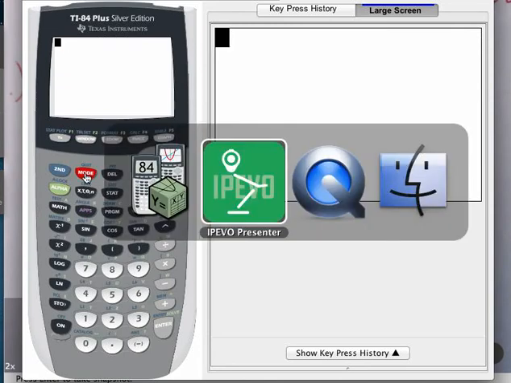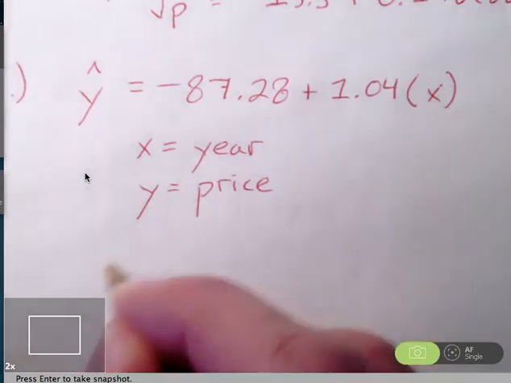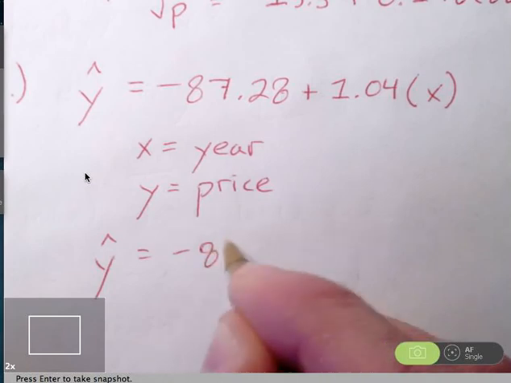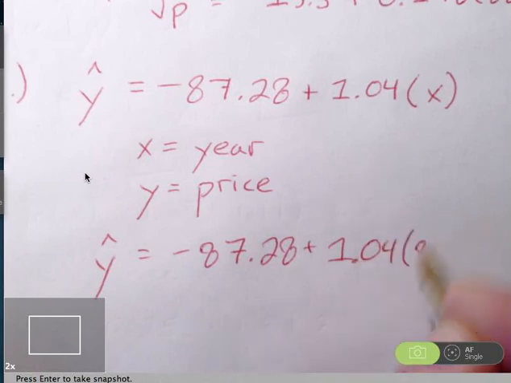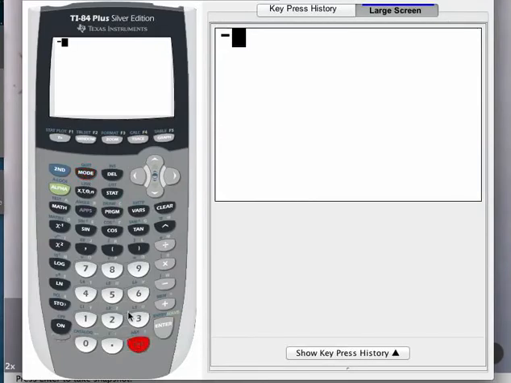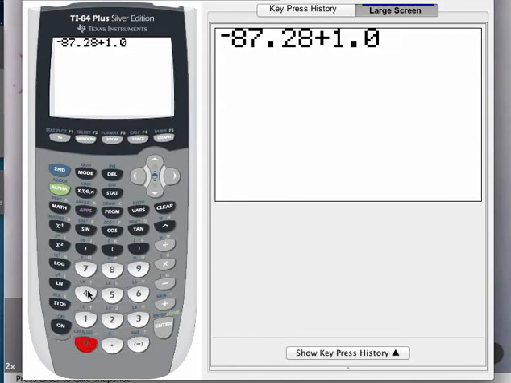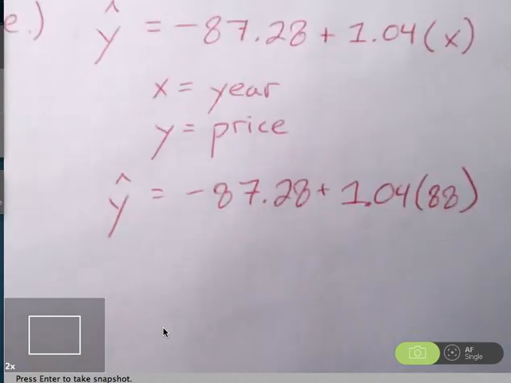So if I go back to my model here, if I wanted to predict the value of my 1988 automobile, I would just plug that in. So there's the negative 87.28 plus the 1.04 times the 88. We'll just plug that into the calculator and come up with our prediction. I'm just curious to see where it is. So negative 87.28 plus my 1.04 slope times my production year of 1988. And there's my prediction, 4.24, which represents $4,240.